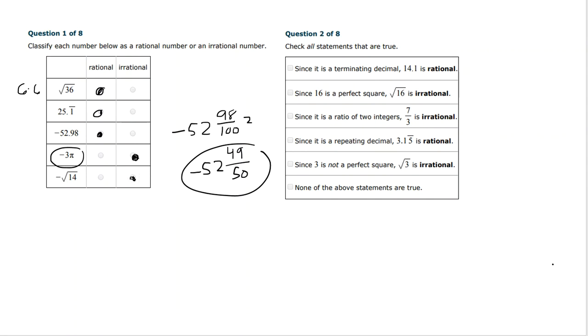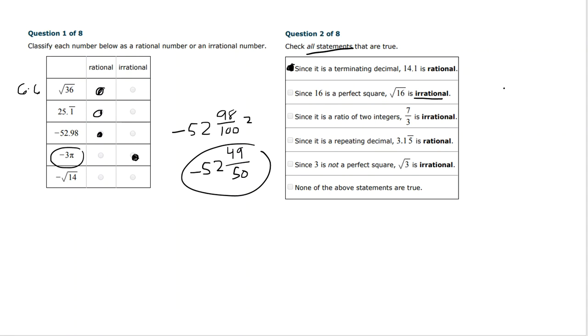Let's look at question number two. Question number two says, check all statements that are true. So when it says check all statements that are true, that means that there may be more than one of these that is true. Okay, so since it is a terminating decimal, 4.1 is rational. True. Okay, rational numbers can be terminating decimals. Remember, terminating decimal means that it ends. 14.1, this ends. It doesn't repeat. It doesn't go on forever. It terminates. It ends.